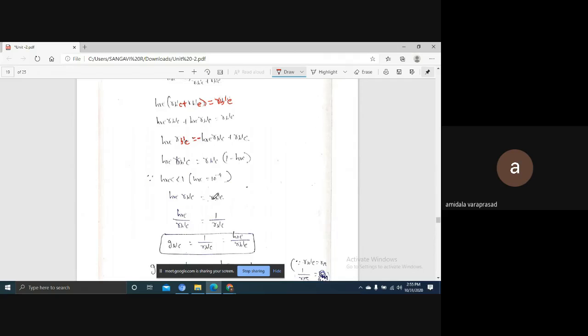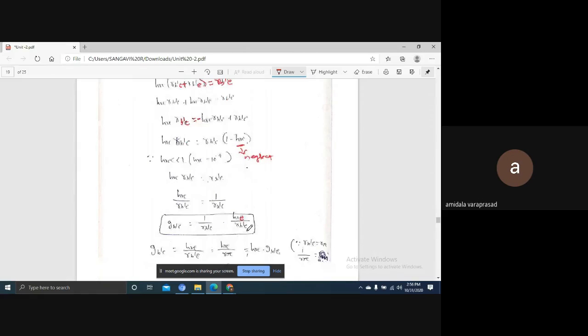Now HRE, the reverse voltage gain, is very small, so we can neglect it. If you neglect HRE, RB'E will remain. Then HRE by RB'E is equal to 1 by RB'C. Therefore HRE by RB'E is equal to 1 by RB'C, and 1 by RB'C is nothing but GB'C. That is, GB'C is equal to HRE by RB'E.